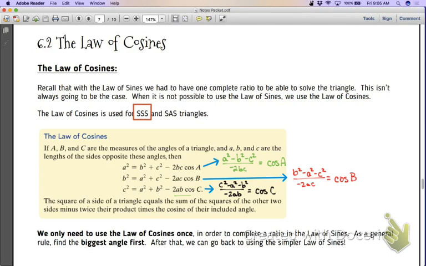Because it's not right triangle trig, you can't just do opposite over adjacent, or adjacent over hypotenuse, because you don't have a hypotenuse. You just have three sides of a triangle. So that's how you're going to have to find at least one of your angles whenever you're only given three sides.